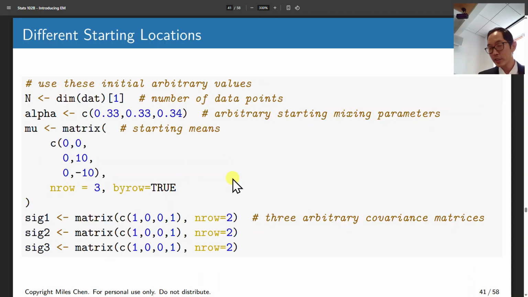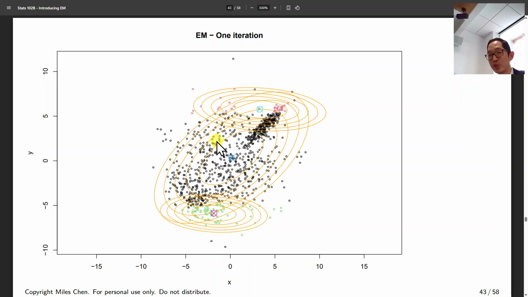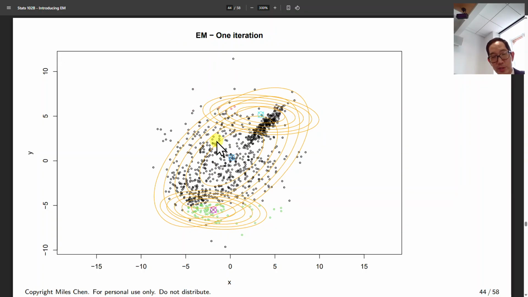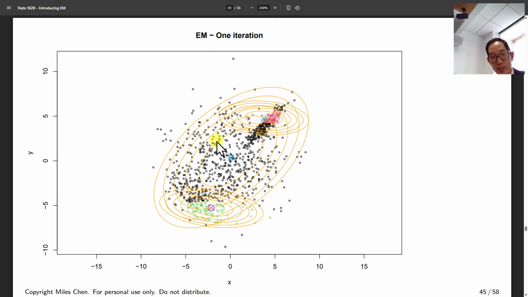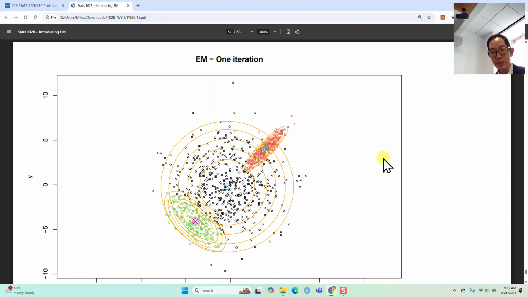We could try different starting locations. And so if I started off with this, like I kind of have bad starting weights and starting locations, we can just see how this gets updated. So these are different clusters, and after one iteration, this is where we end up. After another iteration, we go there, and we keep going, and it still manages to converge. Okay, so that's encouraging.